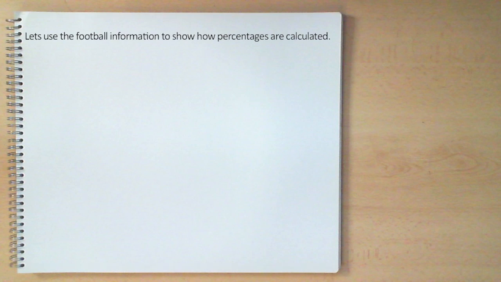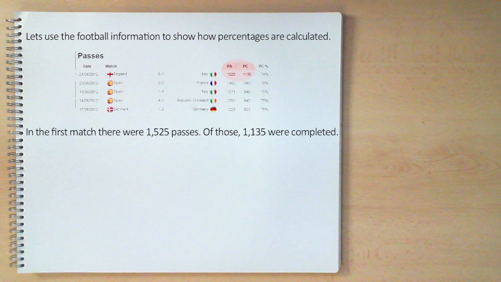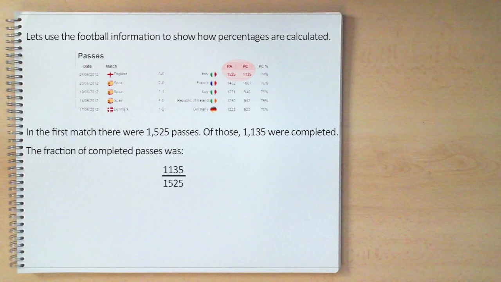Let's look at a less controversial example to show you how percentages are calculated. We're going to use the football information. So we have a table that shows us the pass completions for each of the teams in a recent football tournament. And if we look at this, we've got 2 columns there. One is pass attempts and the other one is pass completions, PA and PC. So we can see that 1,135 passes were completed out of a total of 1,525.